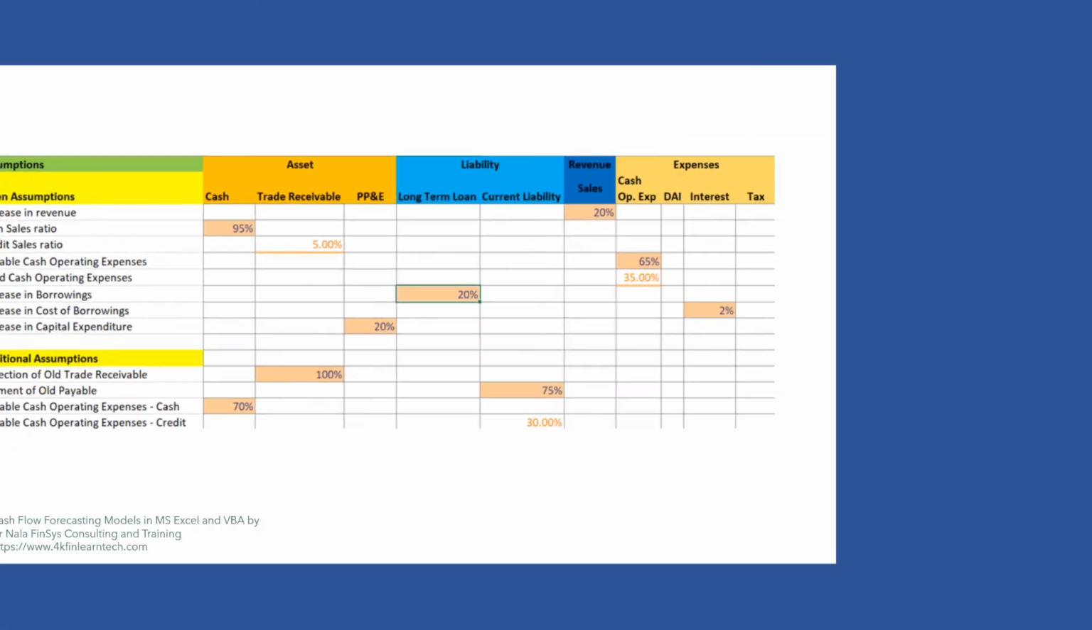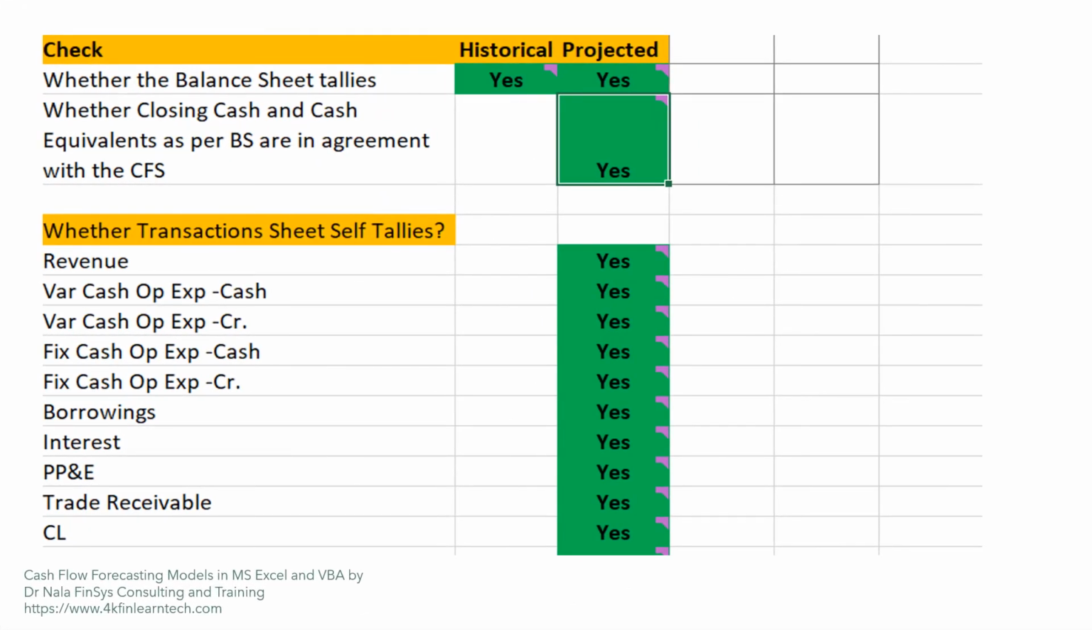This one is on a kind of control or checks. You can say whether the balance sheet is tallying, whether the closing cash and cash equivalents as per the balance sheet are in agreement with the cash flow statements, because these kinds of checks are highly essential in order to have an error free cash flow forecast model.